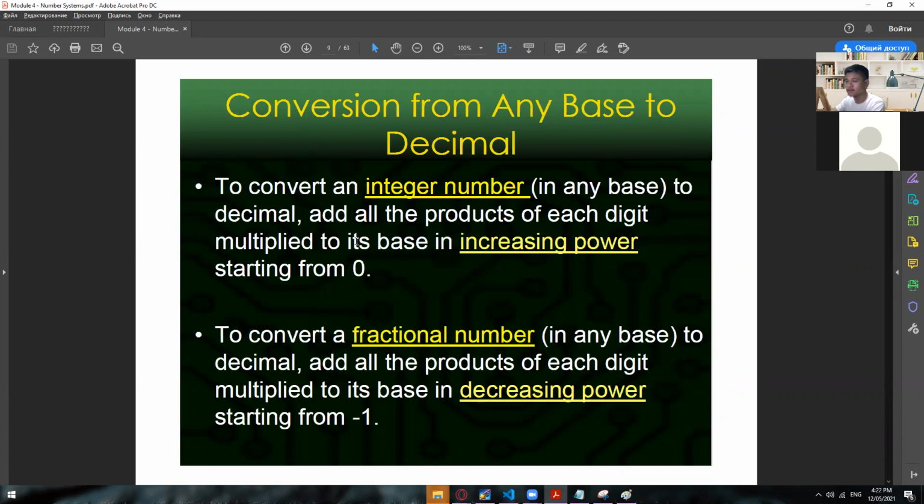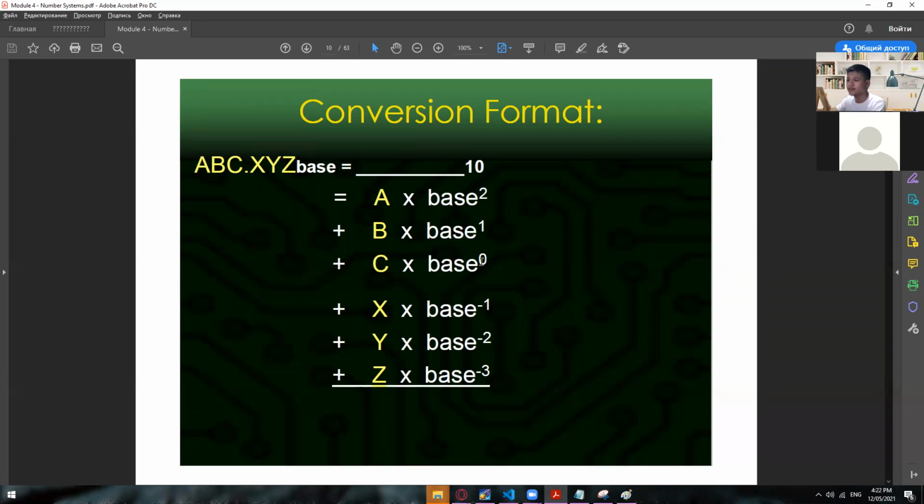Going back to these rules or instructions on how to convert any base to decimal. When we say integer or whole number, we have an increasing power starting from 0. So right here, starting from 0, we have an increasing number: 0, 1, and then 2. That's basically the exponent. For the fraction part, we start with -1 and then decreasing power: -1, then -2, and then -3.